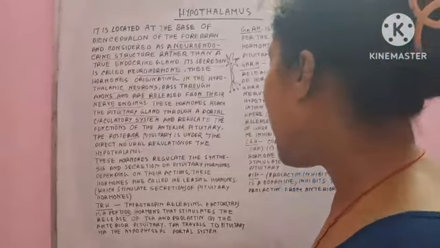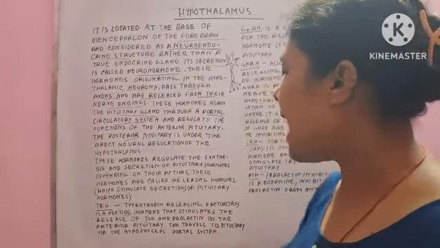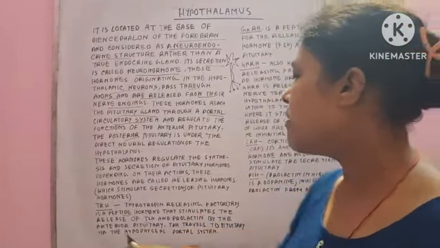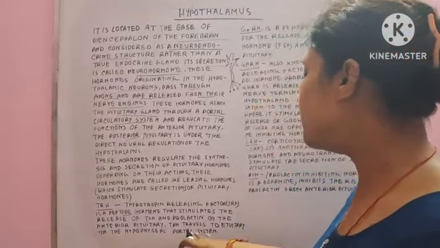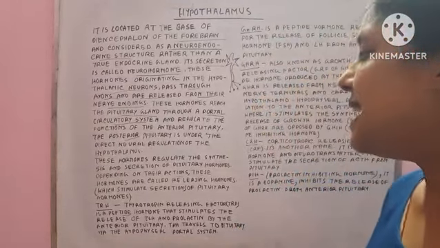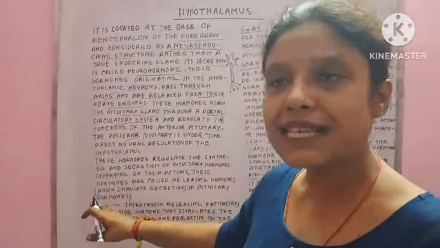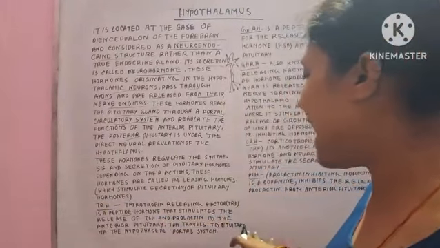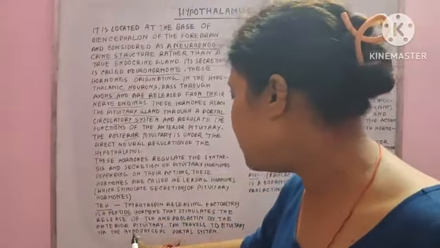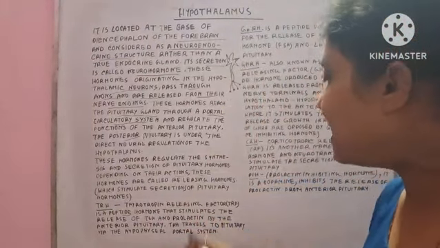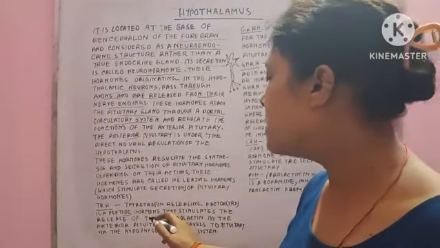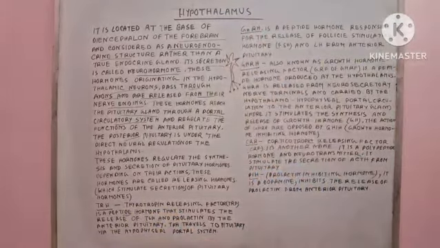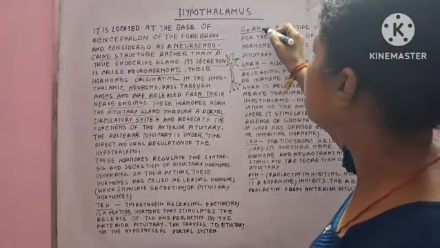TSH and prolactin are released by the anterior pituitary, and TRH travels to the pituitary via the hypophyseal portal system. Clear? So TRH is generally released from the hypothalamus and then reaches the pituitary gland through the hypophyseal portal system, and then controls the release of thyrotropin stimulating hormone. Clear? Next one is GnRH.